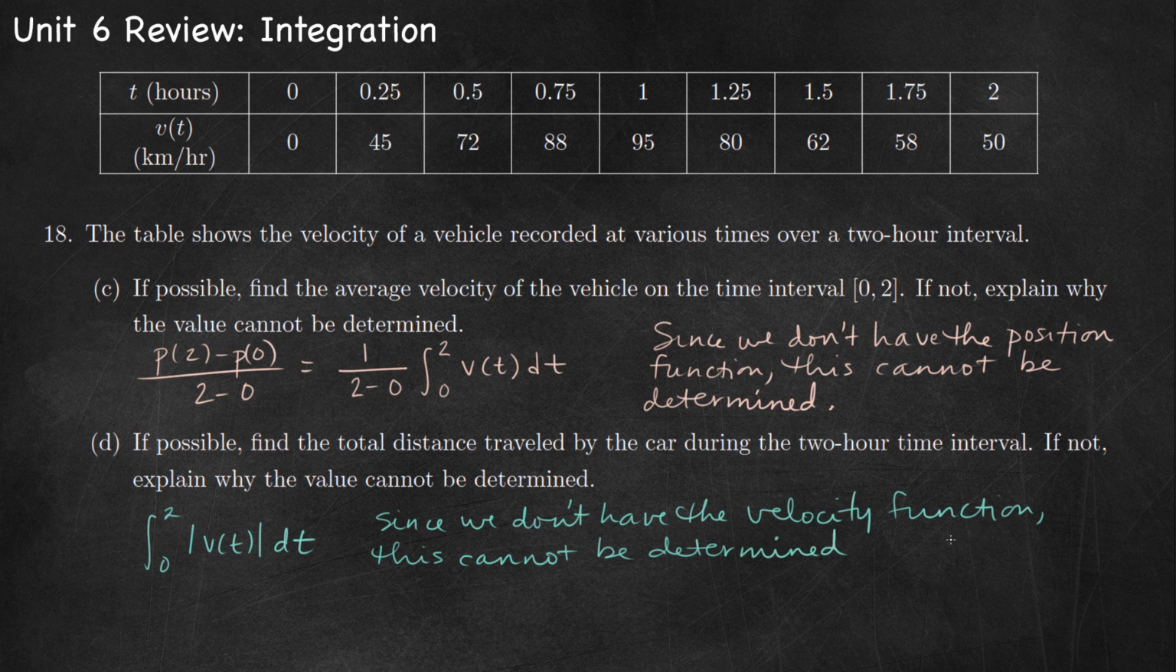Now, for both of these parts, we concluded that we can't find this value, but let me point out, we can approximate this value using a Riemann sum. So this would be a good time to use a Riemann sum. This is a scenario where we might want to do that. A Riemann sum is going to approximate the area under the velocity function, which is going to be the change in position. That's what we're trying to figure out here. So if we want to integrate velocity from 0 to 2, we can approximate that value using a Riemann sum.